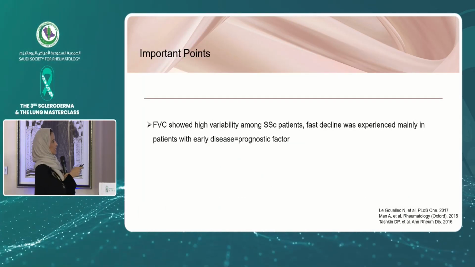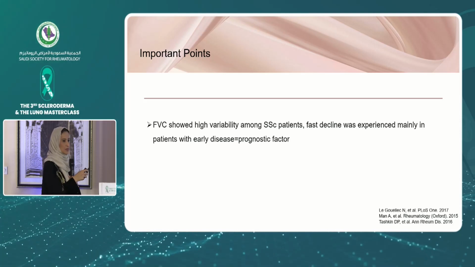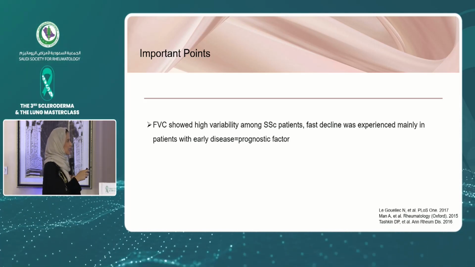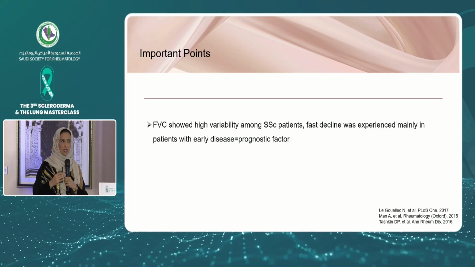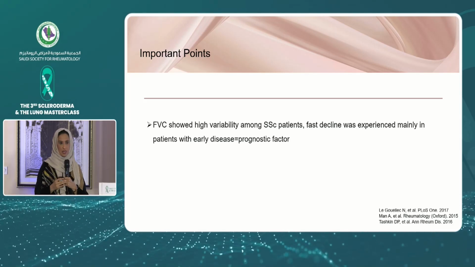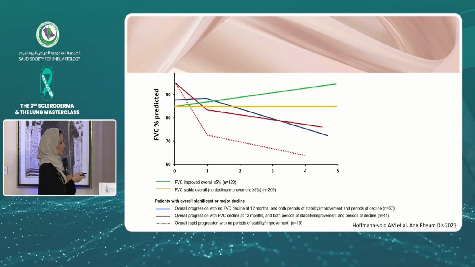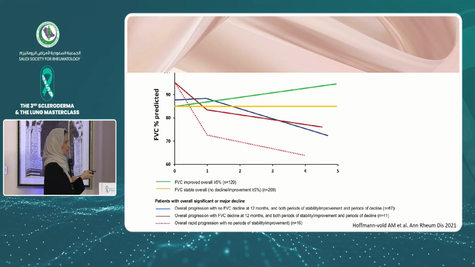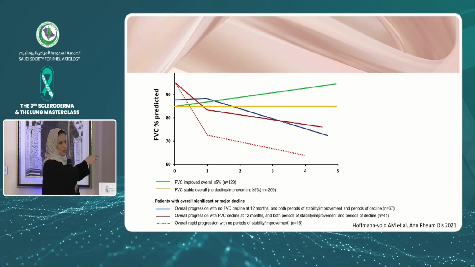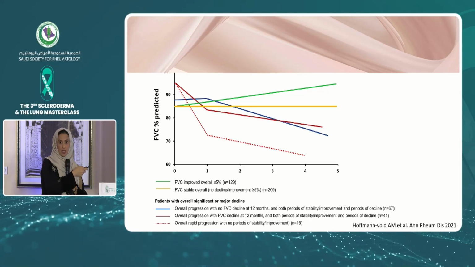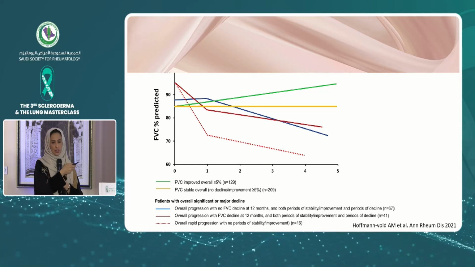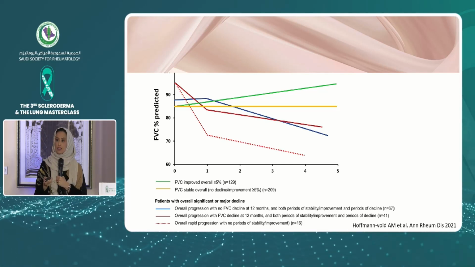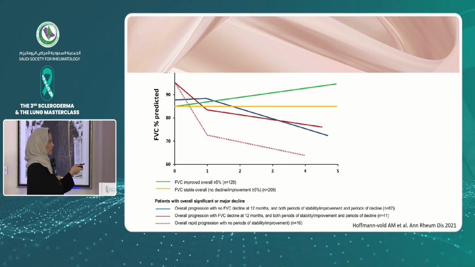Another important point is FVC showed high variability, right? And the fast decline is experienced mainly in the early disease. So that's one of the well understood prognostic factors in SSc-ILD. And that's well illustrated in the USTAR database. You can see that the course of FVC is very scattered, but that does not translate into the actual course of the patients, neither in clinical situations nor in the radiographic findings.